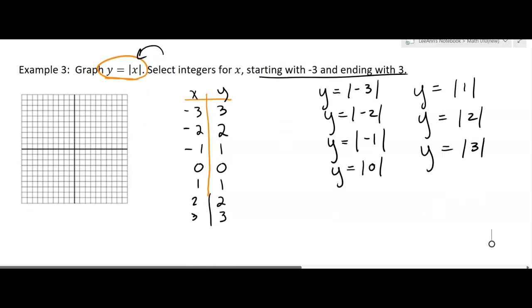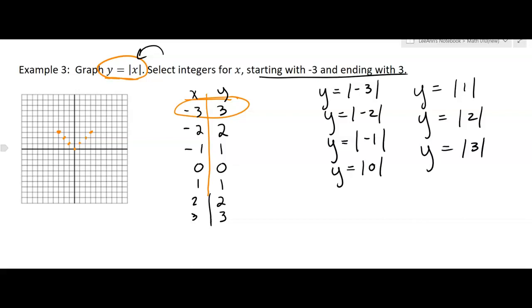Okay, well now we get to graph them. So these are all ordered pairs. So I'm going to go -3, 3, and then I'm going to go -2, 2. And I'm going to go -1, 1. And I'm going to go 0, 0, which is the origin, 1, 1, 2, 2, and 3, 3. All right, those are all the ordered pairs.